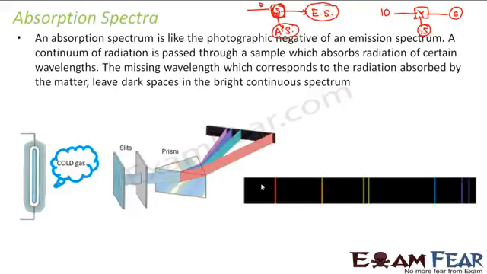What does this mean? It means that these lines represent the radiations which have been absorbed. So that means whatever your incident radiation was, if you subtract these parts from it, the remaining will be your emission spectrum. So if you think of an emission spectrum, it will be just the reverse of this. In case of emission spectrum, these areas will be dark and the remaining areas will be bright, right?